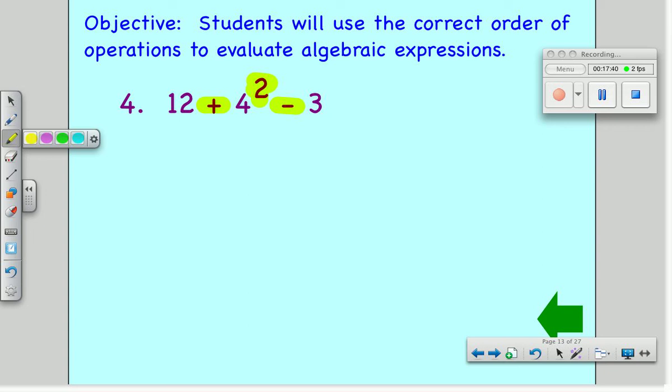So we have 4 squared. Remembering your lesson of powers and exponents, what does this mean? This 4 squared means 4 times 4. So we're going to do that first. 16. Bring this 12 down. Addition. Minus 3.